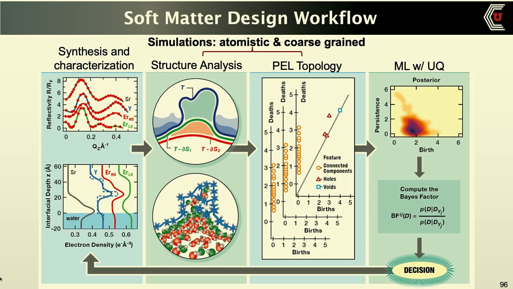And so now looping this into a soft matter design workflow, even though I'm not a workflow person, if I were to think about how I would do this, I think we're really interested and would like to get to a stage where we can take synthesized and characterized data working with our experimental colleagues, do our structure analysis, do our potential energy topology, use this information then in some kind of machine learning framework with uncertainty quantification to help us make rational decisions about designing these soft matter systems.